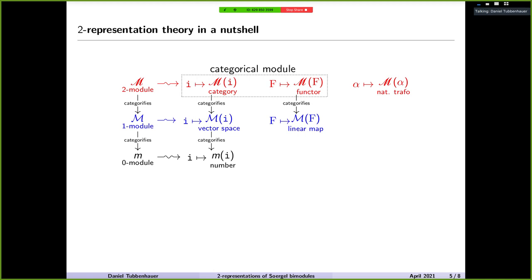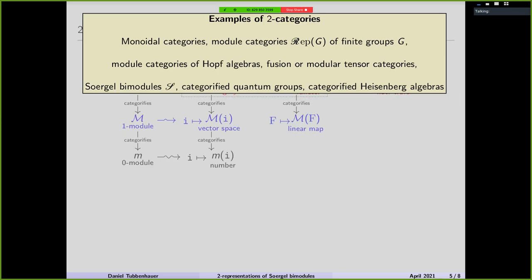On the categorical level, you should see more structure, and categorifications are nice. We have seen that, for example, in Katarina's talk today. They're just richer than classical representation theory. The examples to keep in mind, and that's what we usually like to study 2-representations of, are basically monoidal categories, which are 2-categories with one object. So I'm going to switch to monoidal categories in a second. If you don't like 2-categories, monoidal categories are perfectly fine.